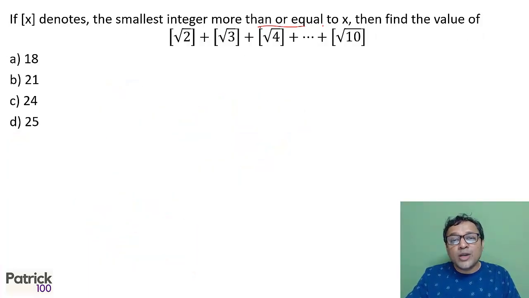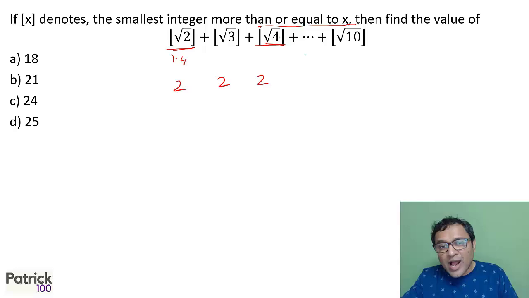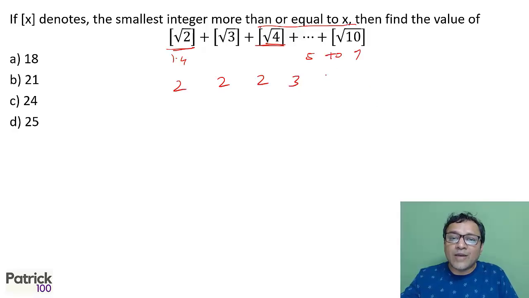Smallest integer more than or equal to x. So this is 1.4. The integer more than 1.4 will be 2. For 2 itself, it's equal, so 2. This is also possible. So all numbers from 2 up to 4 will give 2. The moment you go to root 5, it will become 3, because root 5 is 2 point something, and the integer more than that will be 3. So from 5 to 9, the values are 3, 3, 3.